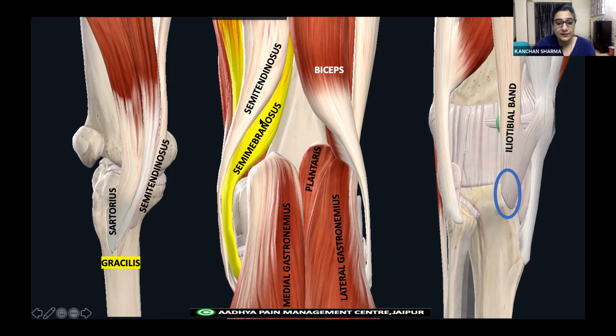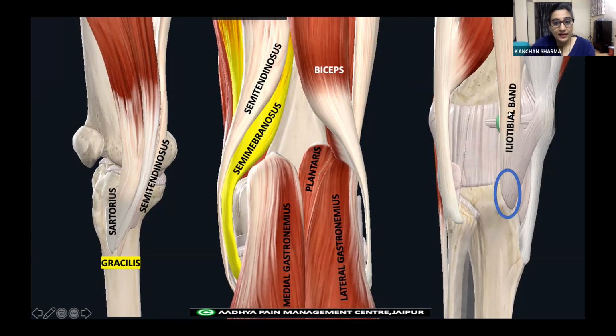These are the muscles present on the posterior aspect: semimembranosus, semitendinosus, and the biceps muscle, the medial and lateral gastrocnemius and plantaris. This portion I will be showing you when I take your lower limb nerve class, because at that time I will be demonstrating the popliteal, sciatic and of course the tibial. So today we are skipping this, and I will cover it when I take your lower limb class.